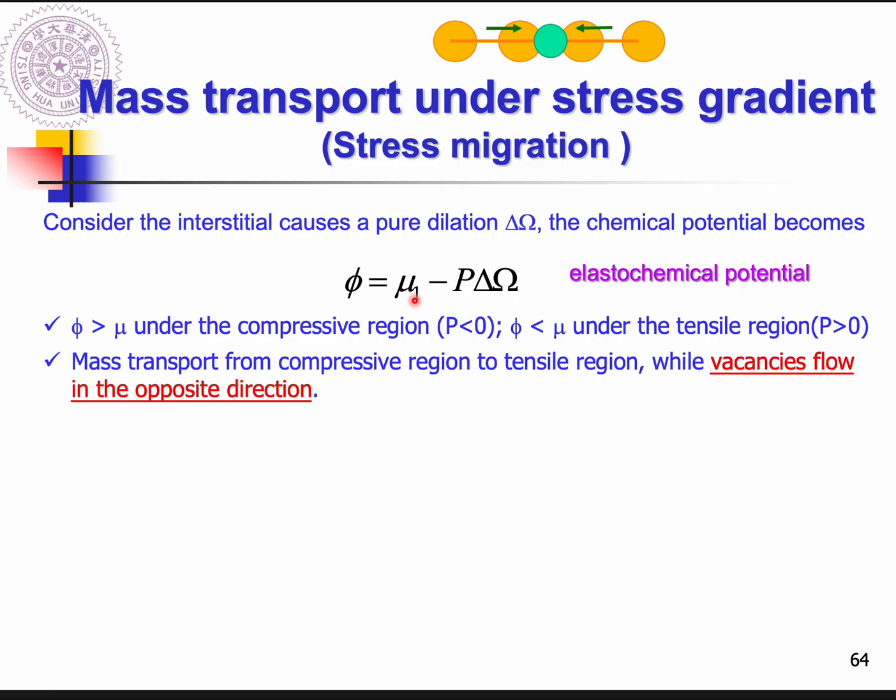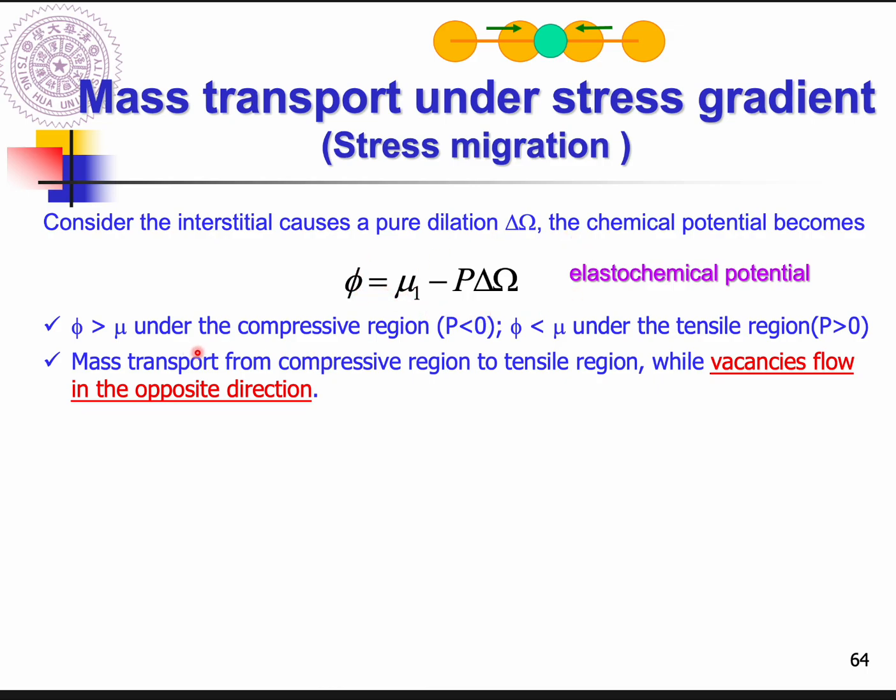I would say, because we perform extra work to insert this atom inside this region, the potential of this atom is definitely larger than mu1. So you need to add an extra term because you performed work, right? And this work was used to increase the potential of these atoms. So for this case, the potential will be mu1 plus an extra term.